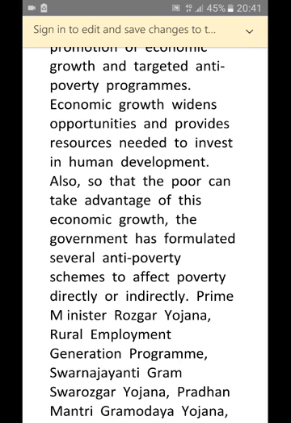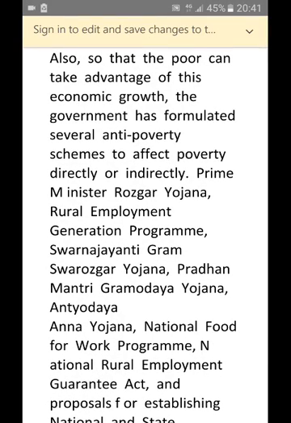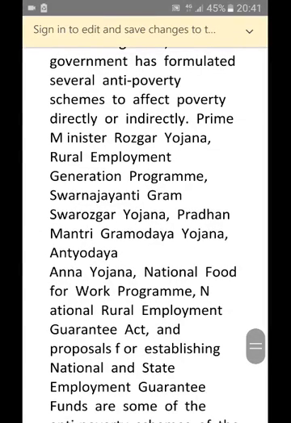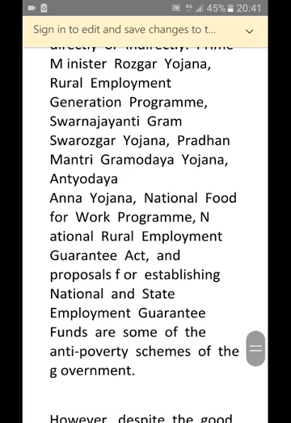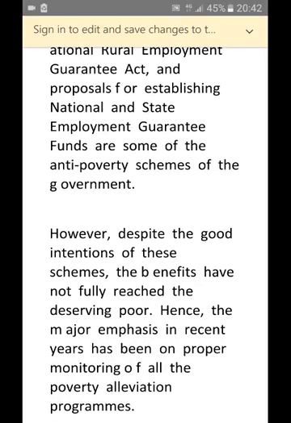The government has formulated several anti-poverty schemes to affect poverty directly or indirectly. Prime Minister Rozgar Yojana, Rural Employment Generation Program, Swarna Jayanti Gram Swarozgar Yojana, Pradhan Mantri Gramodaya Yojana, Antyodaya Anna Yojana, and then National Food for Work Program, National Rural Employment Guarantee Act, and proposal for establishing national and state employment guarantee funds are some of the anti-poverty schemes of the government.